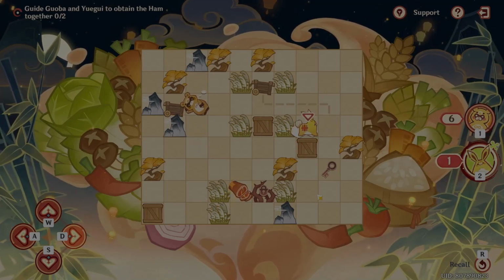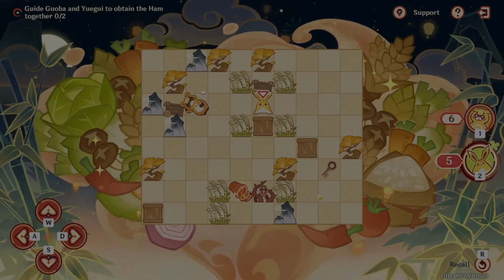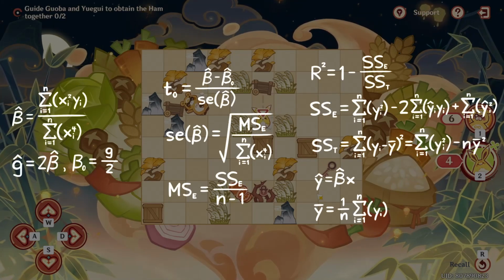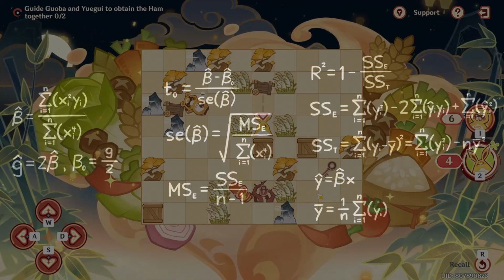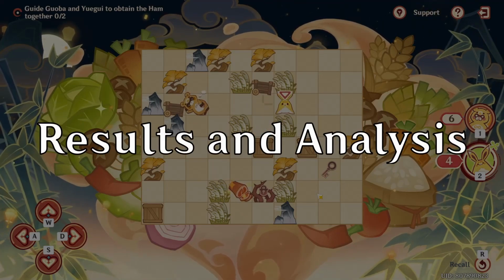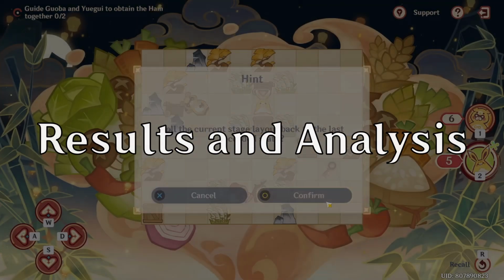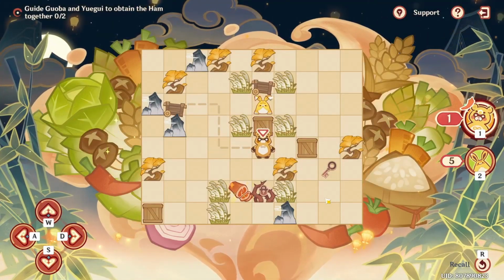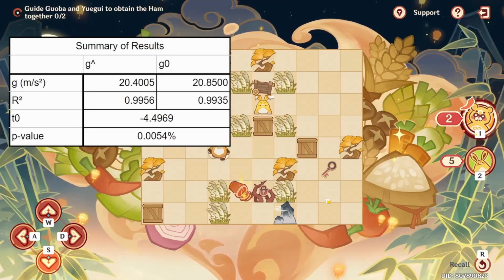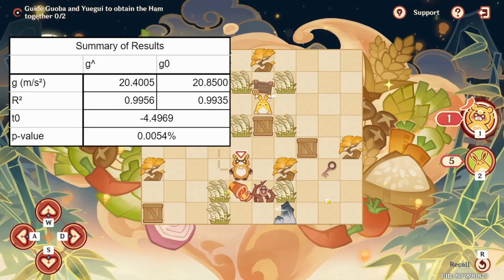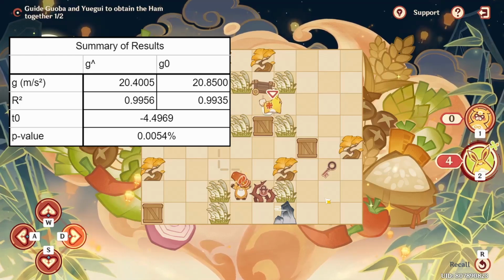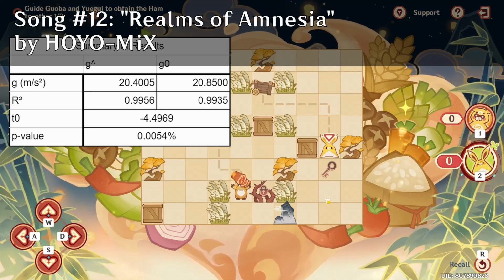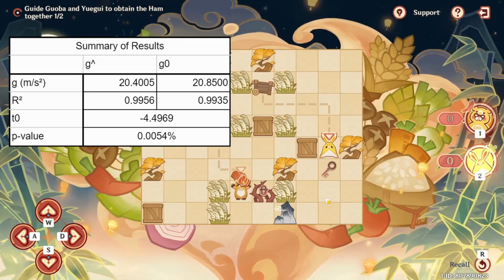That was a lot, so I'm going to summarize all of the necessary equations, and here they are on screen. After going through all of the calculations in the equations, these are my computed values. G hat is equal to 20.4005 meters per second squared. R² is equal to 0.9956 or 99.56%.